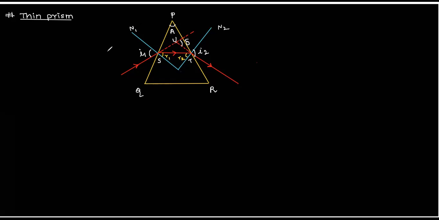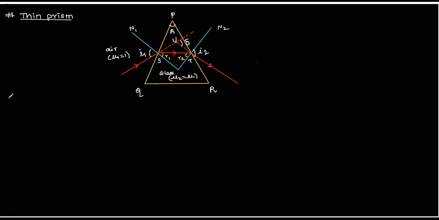So this is a medium. This is, suppose, air, and its refractive index is mu1, which is equal to 1, and this is some other medium. So let us suppose glass or anything. Let us take it as glass, and this is mu2, which is equal to mu. Okay, so let's start now.